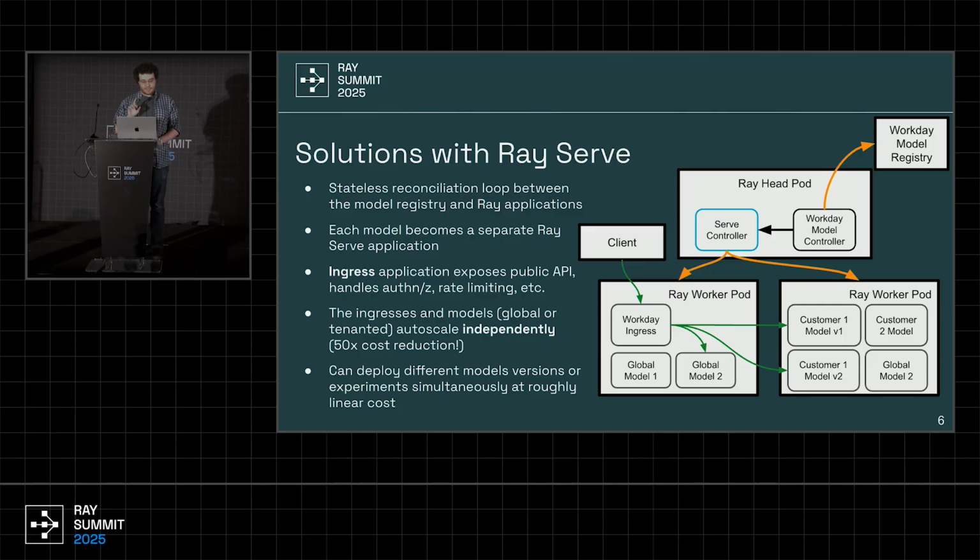And in addition to that model controller application, we also have an ingress application. The ingress application's job is to do all of the shared stuff that is not actually executing the model bytes on data, right? So it handles the public HTTP API, authentication and authorization, rate limiting, et cetera. And just by virtue of using Ray Serve, those are all separate Ray applications, and the deployments inside them all autoscale independently.